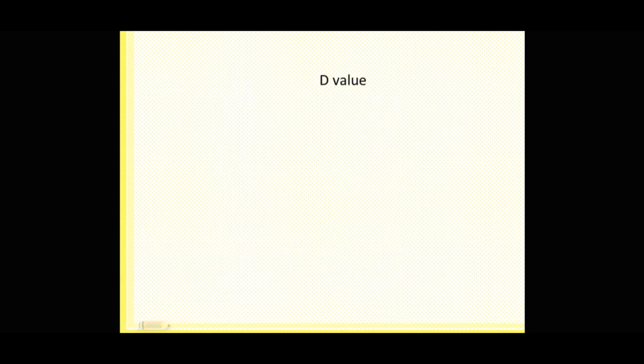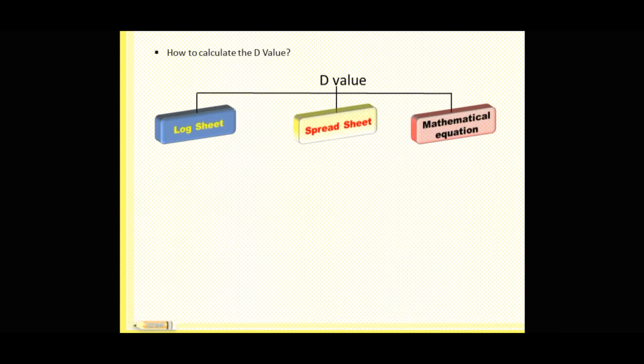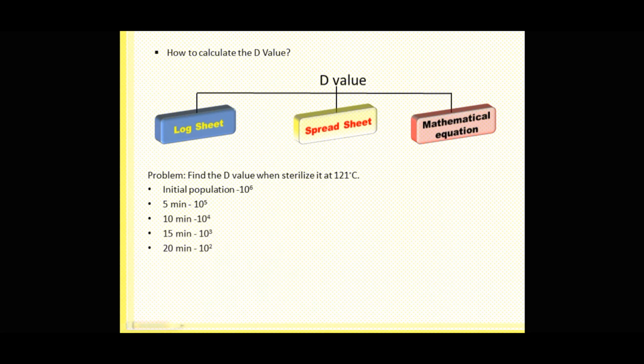Okay, so now we'll see how to calculate D-value, right? We can calculate D-value in 3 possible ways. One is a log sheet, one is using a spreadsheet, and another is with a mathematical equation. Now one by one we'll see. We'll take one example. Find the D-value when sterilized at 121 degrees centigrade. The initial population we have taken is 10 to the power 6. After 5 minutes of sterilization, the population will be 10 to the power 5, and so on. At 10 minutes, 15 minutes and 20 minutes it will be 10 to the power 4, 10 to the power 3 and 10 to the power 2.